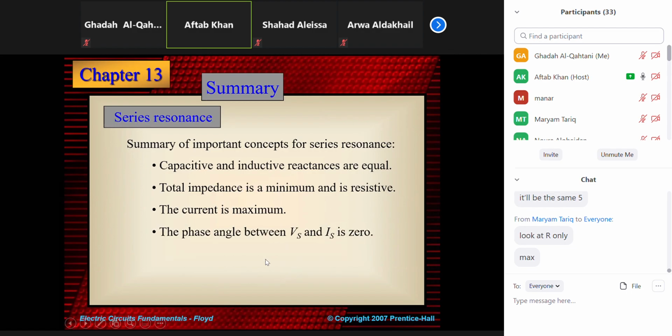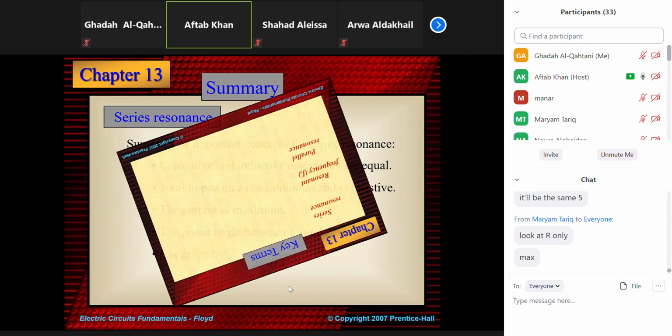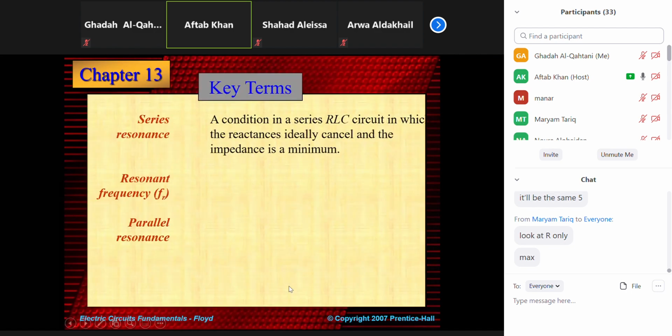Current is maximum. So the phase angle between Vs and Is will be 0. Why? Because it is behaving like a purely resistive circuit, and in a purely resistive circuit, voltage and current are always in phase. They are in phase, so the phase angle is 0. Also, FR is given by the formula 1 over 2 pi root LC. And this is just the summary of this chapter. So this is done now.